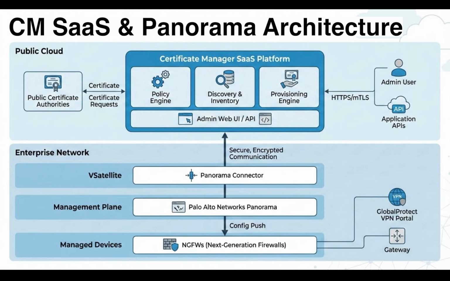The business value here is total automation and visibility. From one central cloud console, you get the ability to automatically discover and provision management certificates, not just for Panorama, but for your entire fleet of next-gen firewalls and your GlobalProtect VPN portals and gateways. So there's no more manual CSRs, no more shadow certificates, and no more surprise VPN outages. Centralized policy, automated lifecycle management.